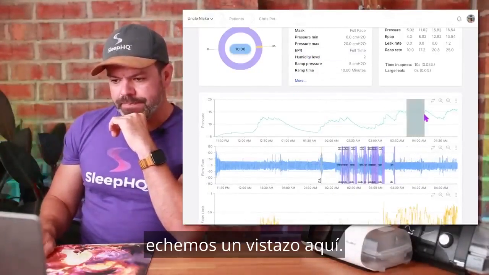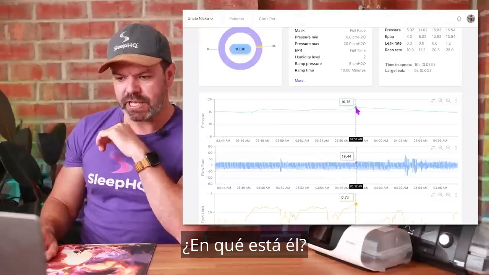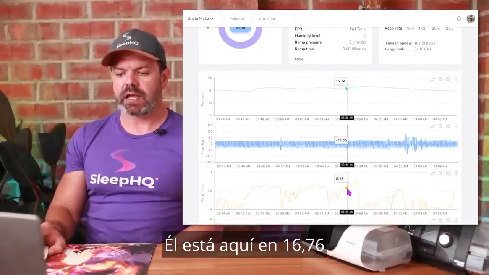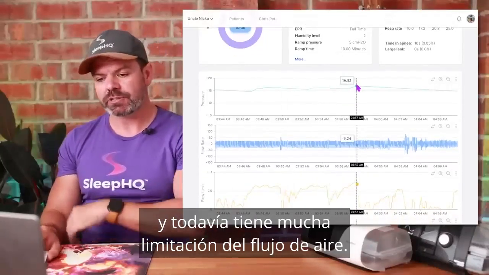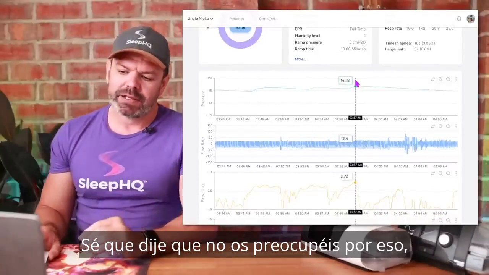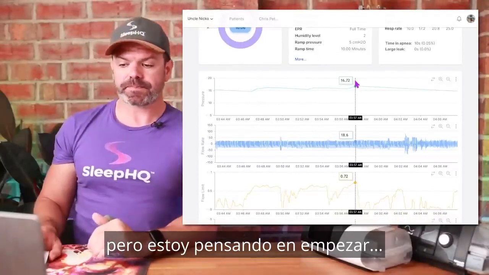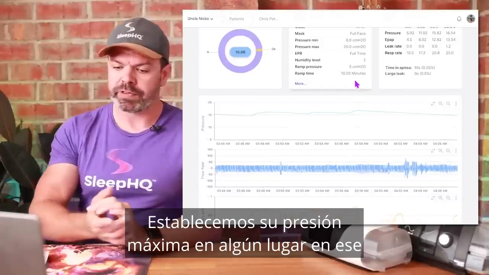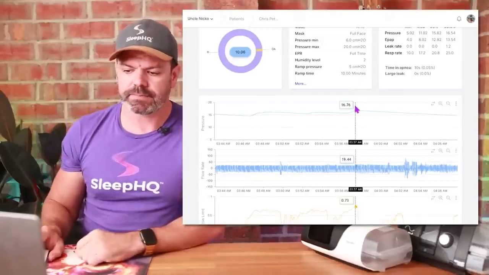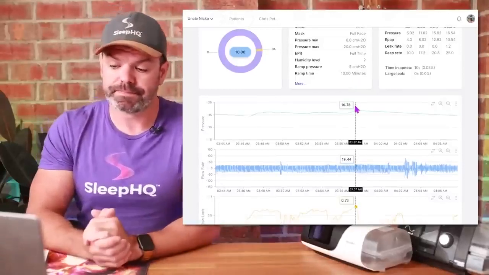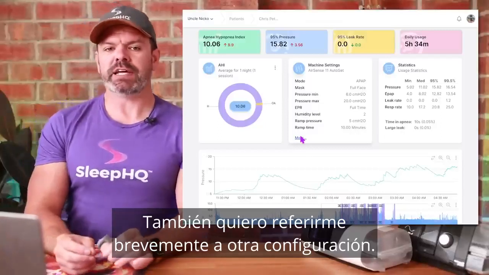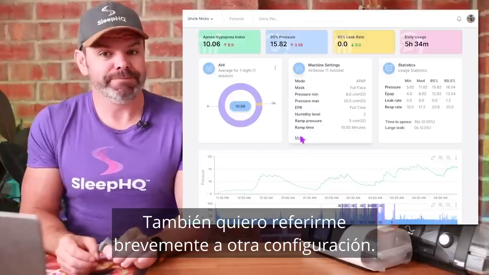So with the pressure max, let's have a look up here. He's up here at 16.76, and he's still got a lot of airflow limitation. I know I said don't worry about that, but I'm thinking to start, we set his pressure max somewhere at that 18 level.